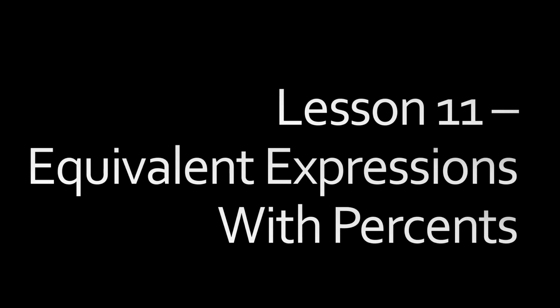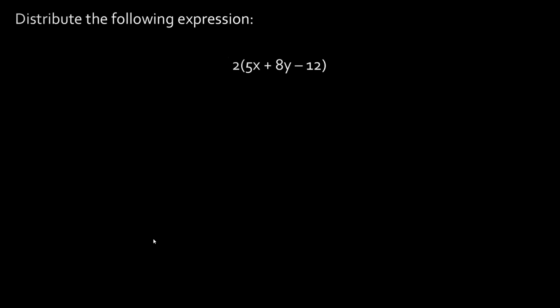Lesson 11, Equivalent Expressions with Percents. So just a recap of distribution. Distribution is when we take this number that is outside of our parentheses, this 2, and we are going to multiply it to everything that is inside of our parentheses. So every number, so this 5, this 8, and this 12, all are going to be multiplied by 2.